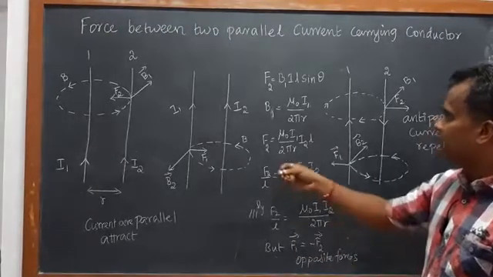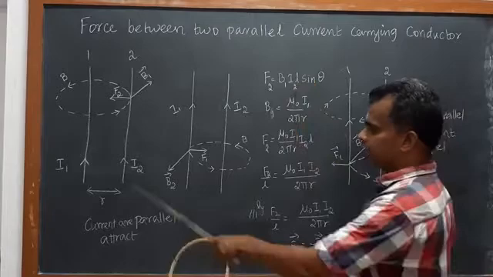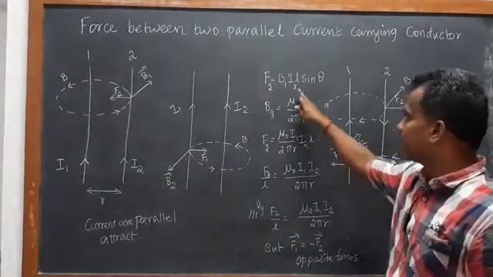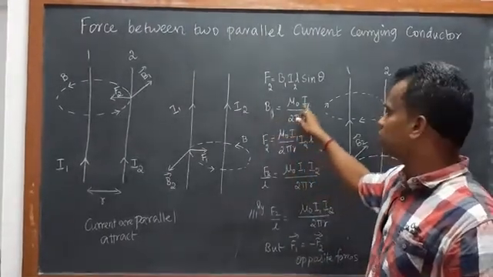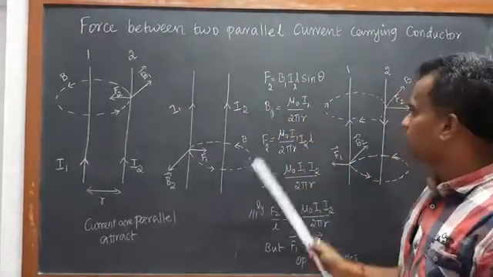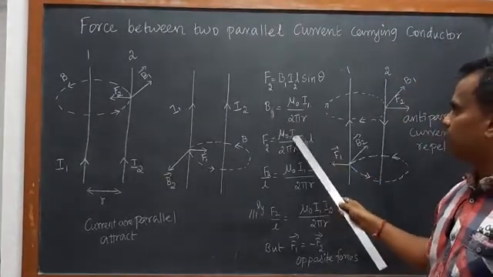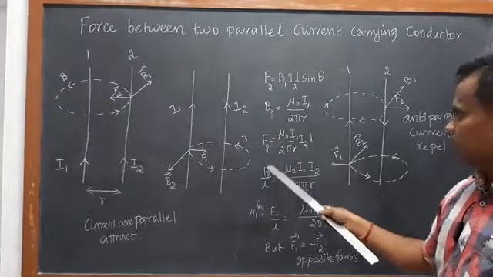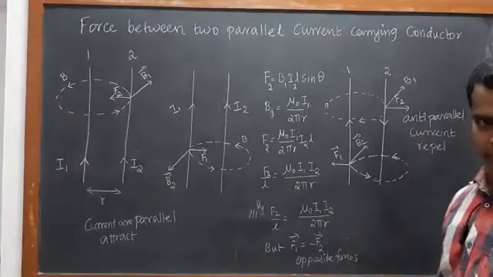So what is the I here? That is I2, the current in the second wire. Therefore, I can write I2. And from Ampere's circuital law, B1 equals mu naught I1 divided by 2 pi r. Substituting this B1 here, we get mu naught I1 I2 into L divided by 2 pi r. So F2 divided by L equals mu naught I1 I2 divided by 2 pi r.